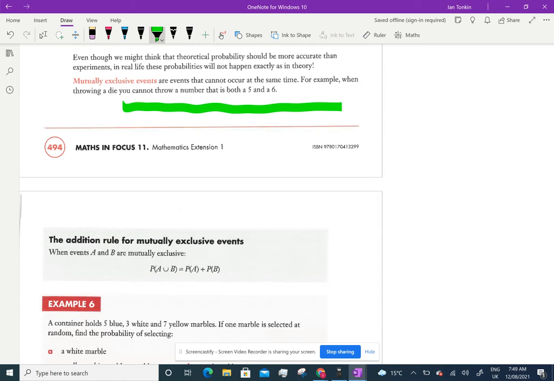Whereas if you do something else that is not mutually exclusive, so you might be having a pack of cards and you might say, oh, picking a red card or a king. Well, there are actually 2 red kings. So a red card and a king are not mutually exclusive. That's an example of not mutually exclusive.